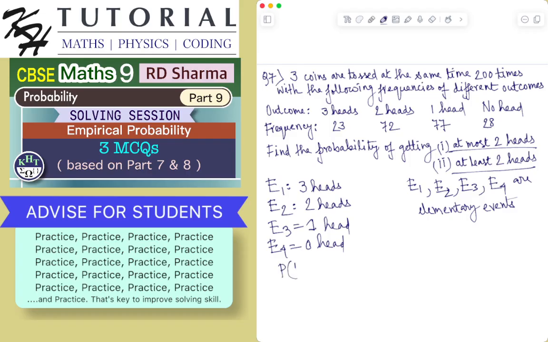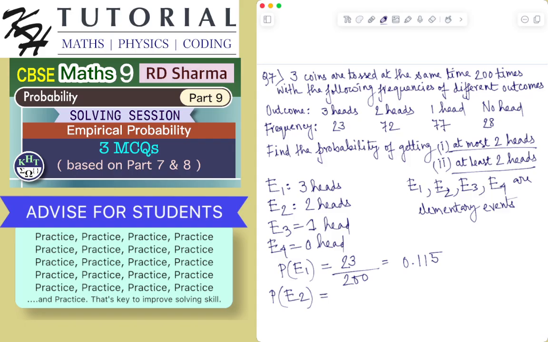So probability of E1 will be, now what is this event E1? If I toss 3 coins at the same time, then all the coins will show up heads. That is, I will get 3 heads. That is the event E1. So what will be its probability? Based on the empirical formula and the data given, it will be 23 divided by 200, which is approximately 0.115.